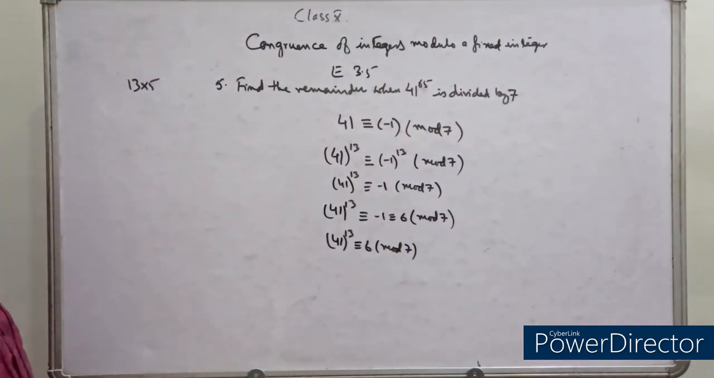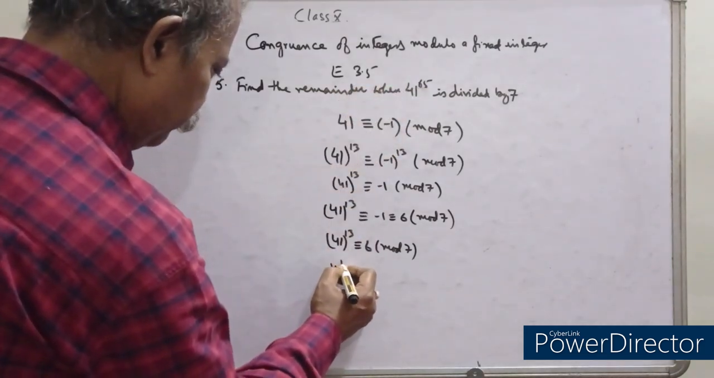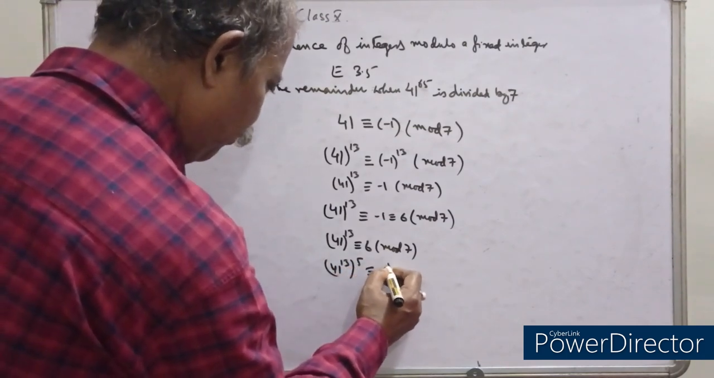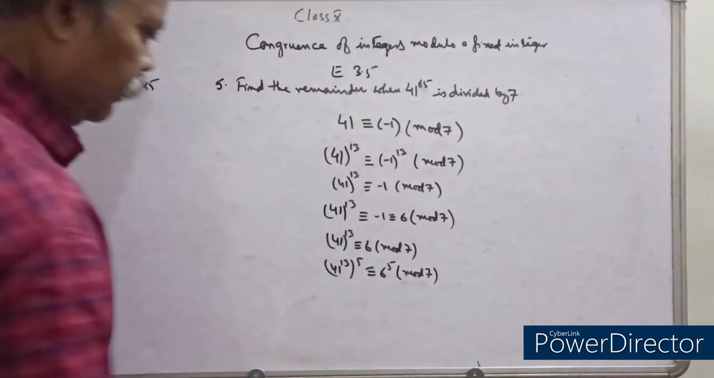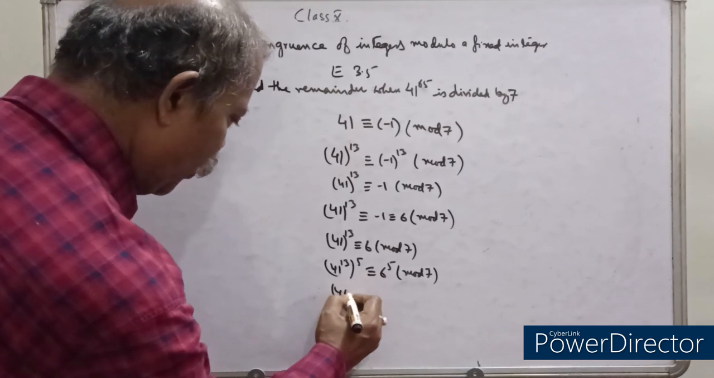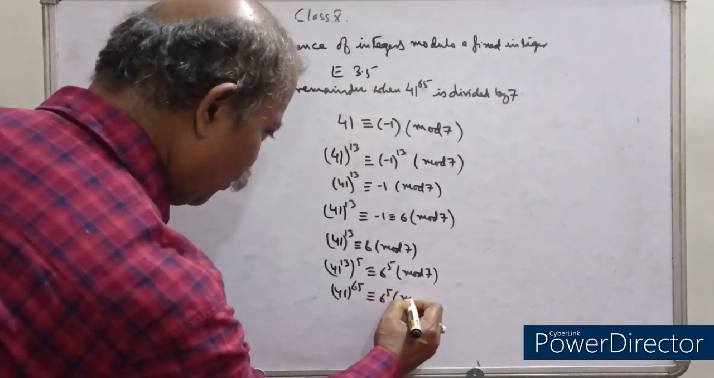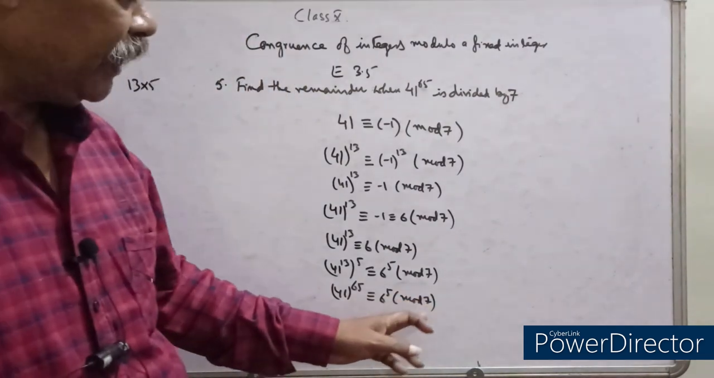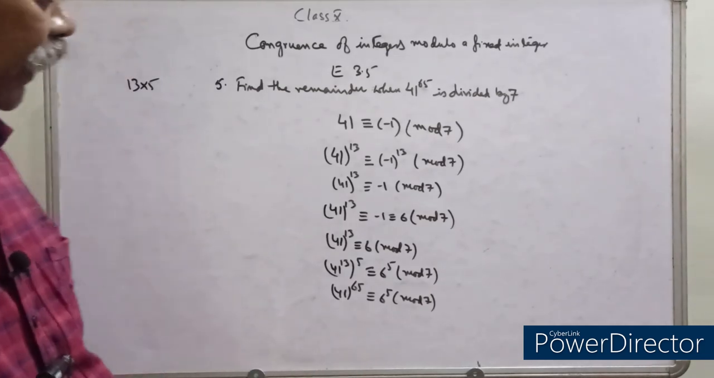Here no other way is left for me. I have to take power 5 to get 65. So 41 to the power of 13 to the whole power 5 is congruent to 6 to the power of 5 mod 7. So this will be 41 to the power of 65 congruent to 6 to the power of 5 mod 7. As you know, 6 to the power of 5 is greater than 7, so we have to move to a downward level.